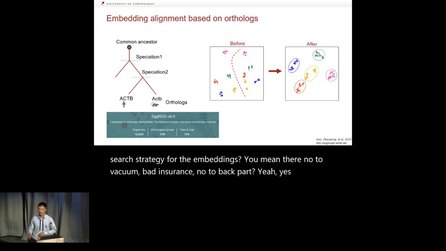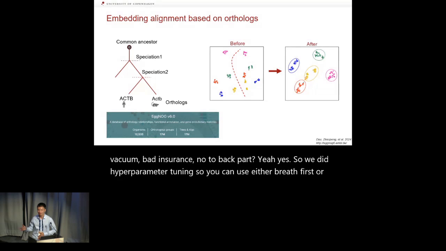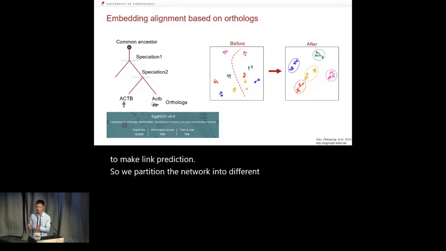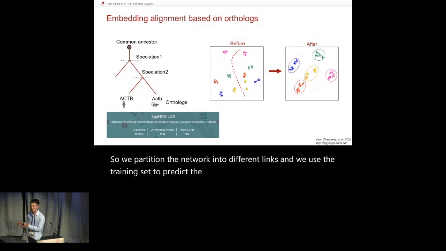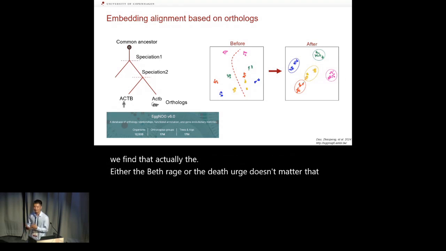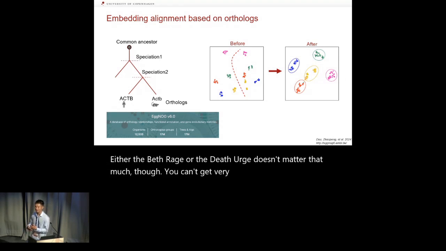So we did hyperparameter tuning. You can use either breadth-first or depth-first search. And we used the embeddings to make link predictions. We partitioned the network into different links, and we used the training set to predict the links in the validation and test sets. And we found that either the breadth search or the depth search doesn't matter that much. You can get very good performance in link prediction with those two kinds of ways. Okay.